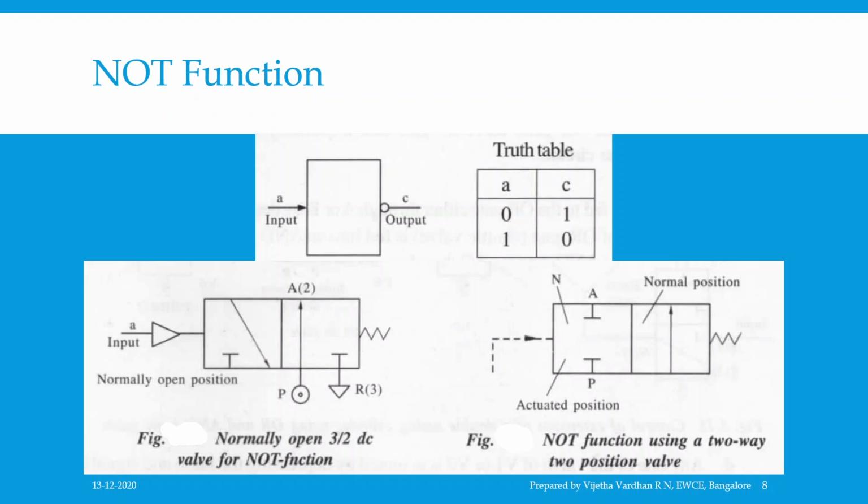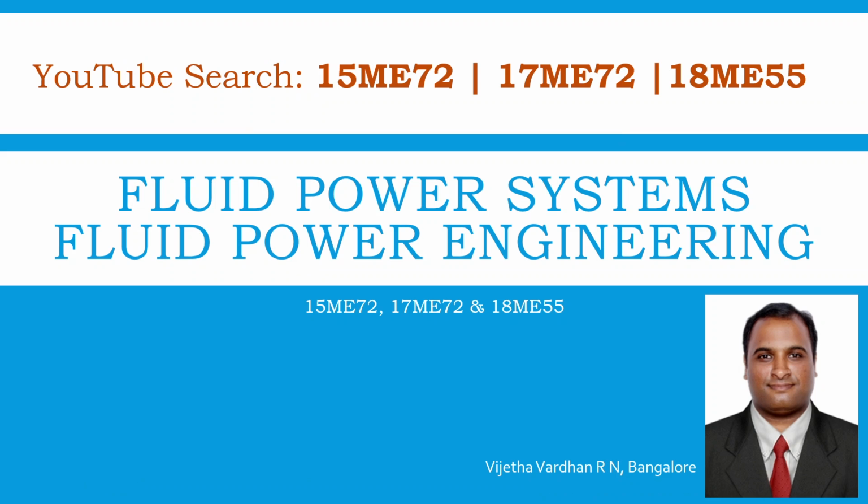Similarly, when the valve V2 is actuated, V2 is not connected to V3, but V3 is not actuated and is in the normal position, and hence no output from valve V3. When both V1 and V2 are actuated, the signal from valve V1 actuates V3, and the signal will pass from V2 to V3, and hence there will be output. So this is about the NOT function.